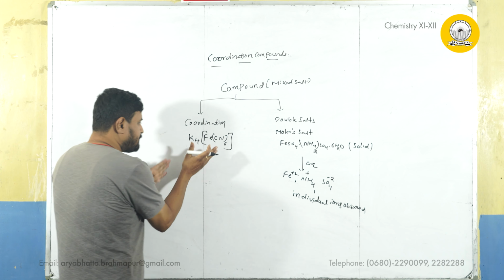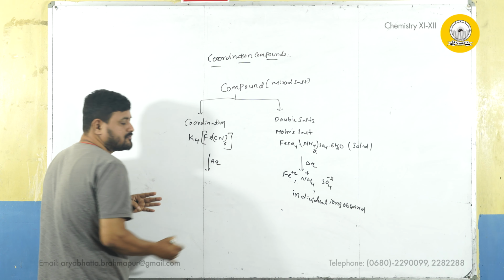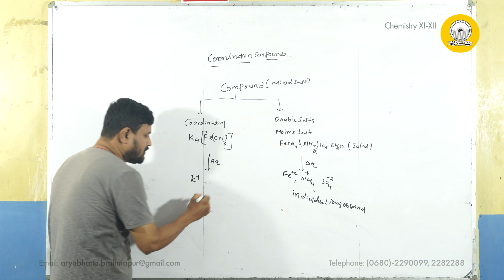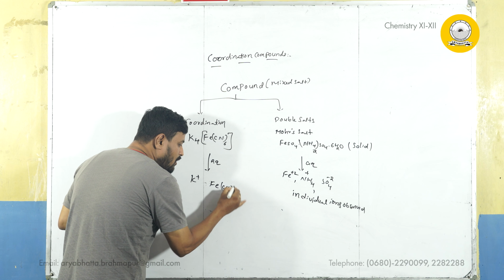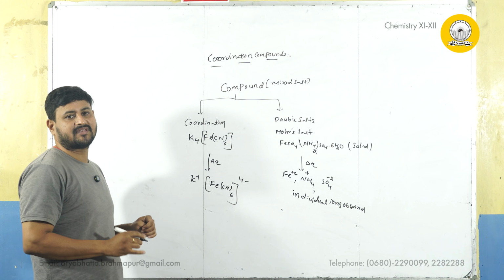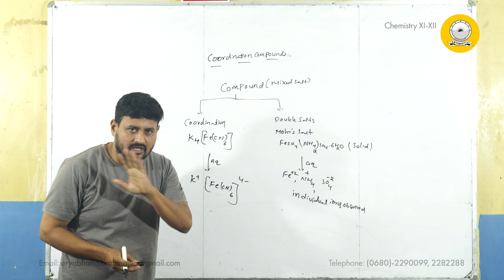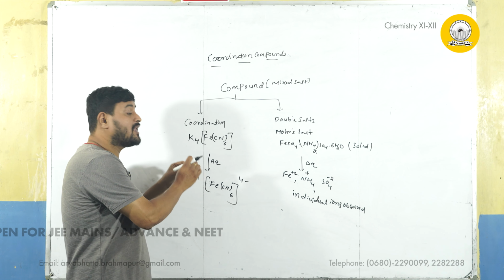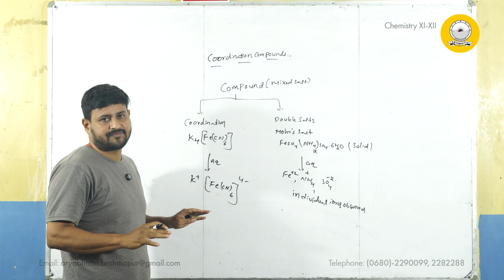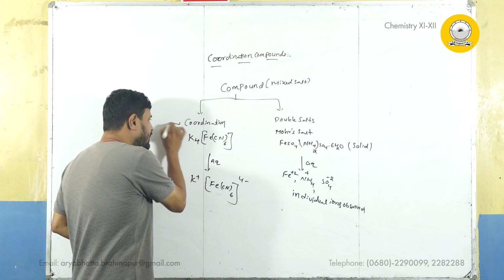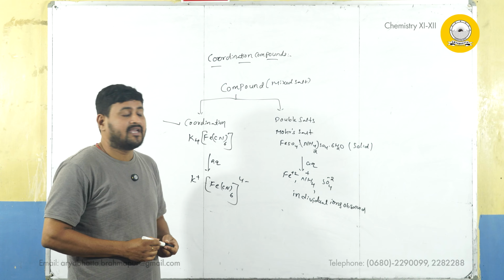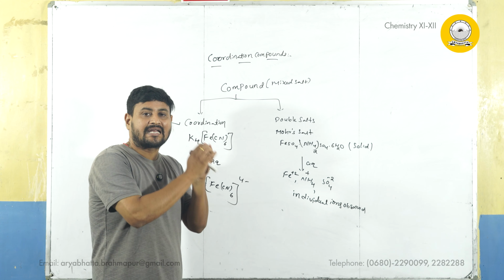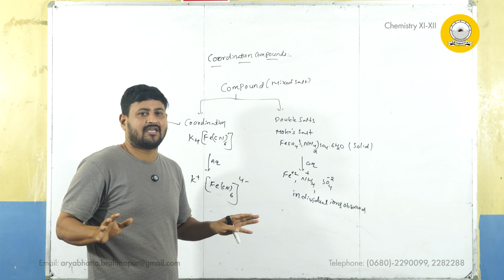That means if it dissolves in aqueous medium, what happens? Here we can observe K+ ion, but [Fe(CN)6]4- ion is observed. That means iron Fe2+ is not observed and cyanide CN- is not observed. All individual ions are not observed in the case of a coordination compound. That means it has identity; it cannot lose its identity. A partial ionization may occur, but not complete ionization.